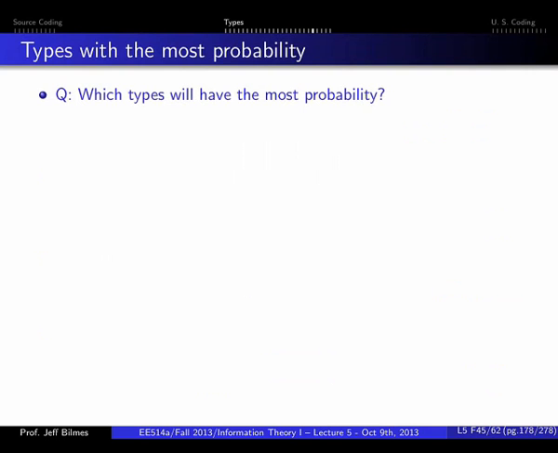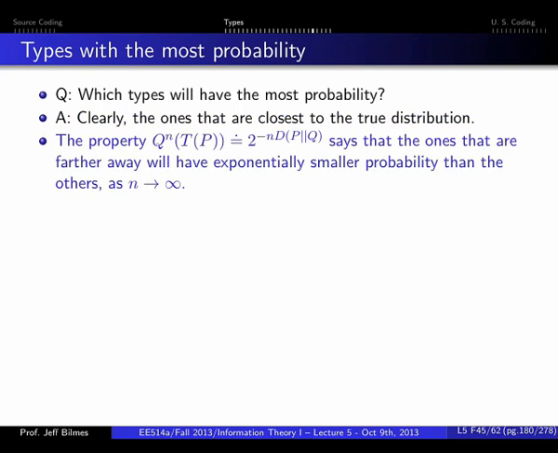So the question is, which types have the most probability? The ones that are closest to the true distribution. We know that. We already talked about this. And this property says that, as I've said before, those types that are farther away will have exponentially smaller probability than the others that are close.